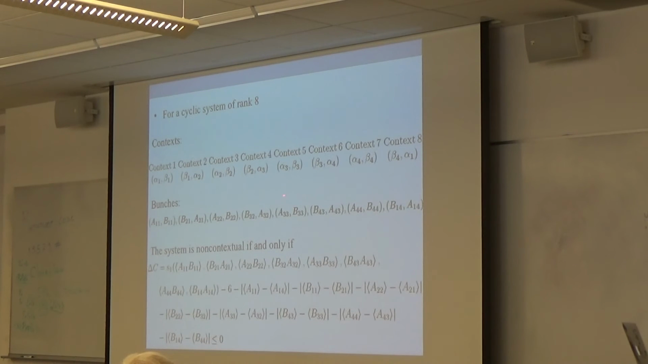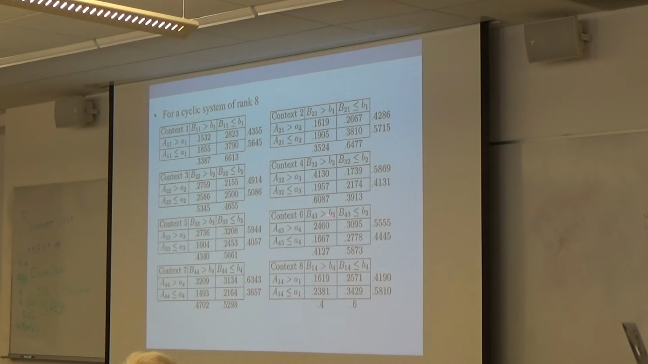A cyclic system of rank 8 can be formed in a 4x4 system. Here I present what the contexts, bunches, and delta C functions are for the cyclic 8 system. This is again an example for a cyclic 8 system. It is non-contextual again as delta C is less than 0. We tested many such systems and found no contextuality in any of the cyclic 8 systems.